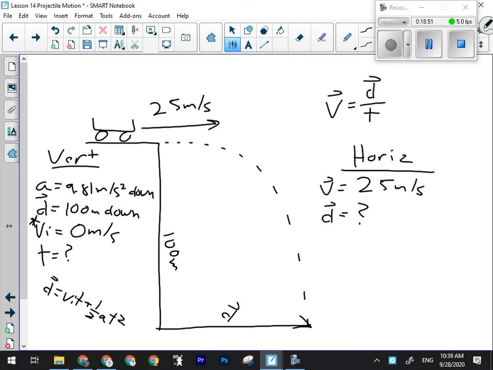I can find time using that formula, because what's VI? 0. Okay, since VI is 0, D really just equals 1/2 AT squared, right? So if I want to get T by itself, I'll divide both sides by 1/2 of A and square root. So now the time will equal the square root of 100 meters divided by 1/2 of 9.81. I could make both of those negative or not. Either way, it'll work out the same.